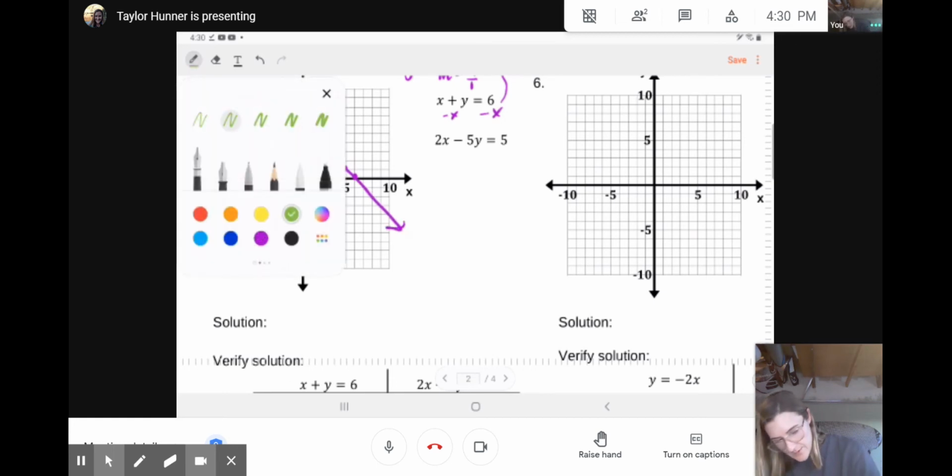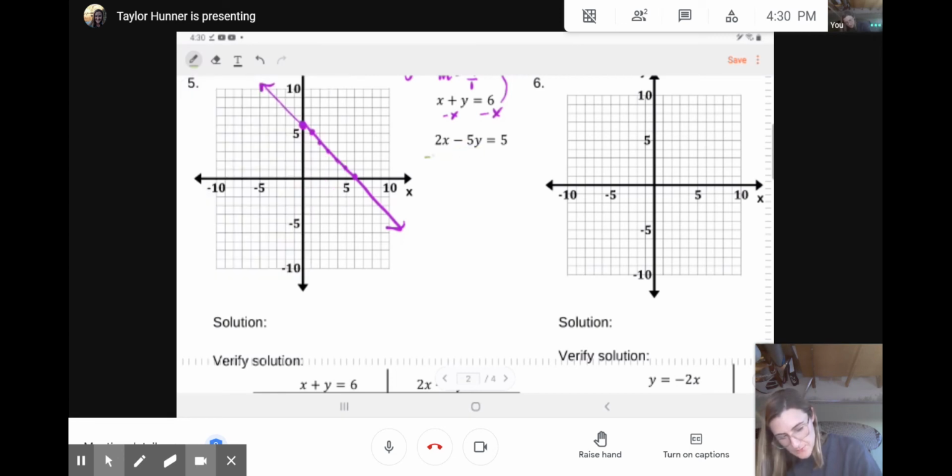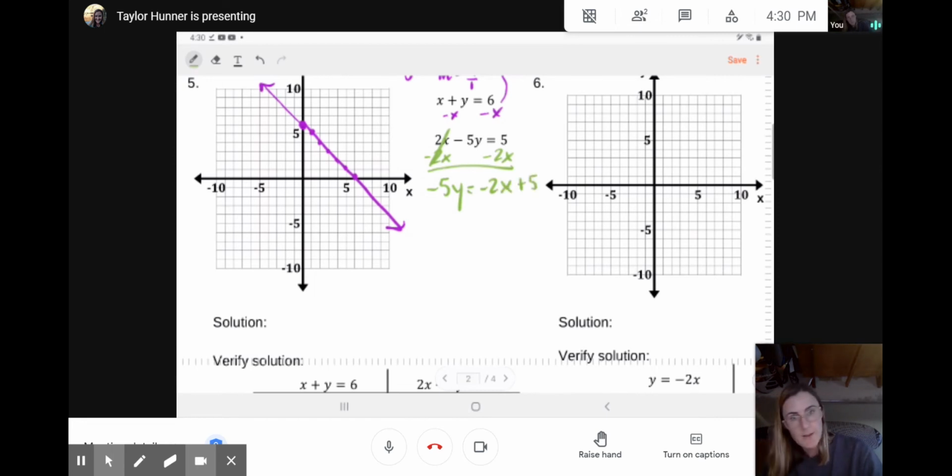And for my other equation, I need to first subtract 2x from both sides to try and get this into slope-intercept form. I'm trying to get it to look like y equals mx plus b so that I can use the slope and y-intercept to graph. So now I have negative 5y equals negative 2x plus 5.